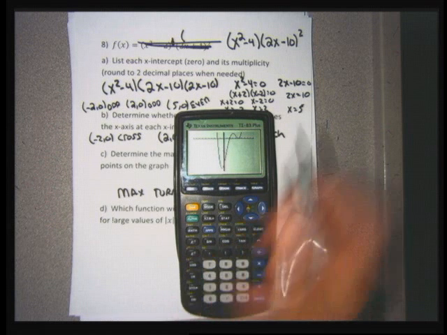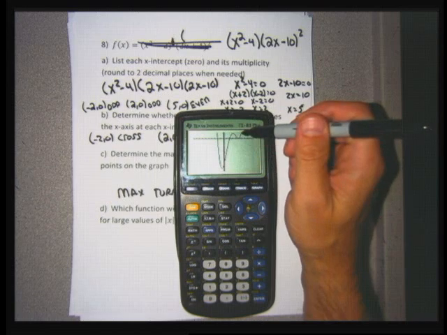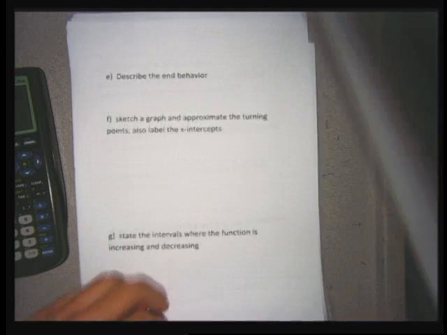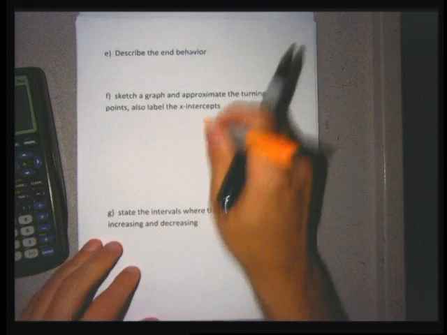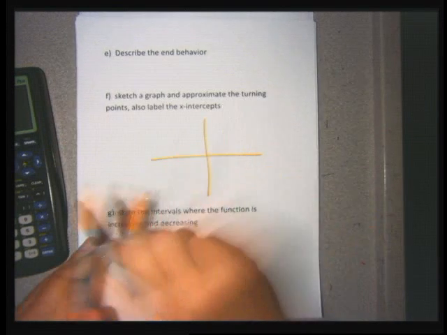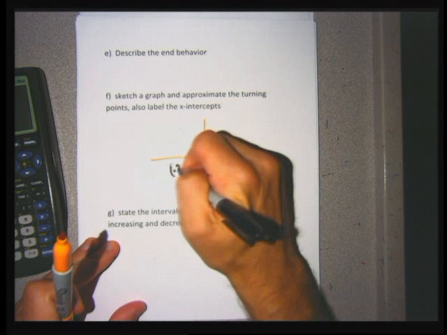I'm going to copy this graph. For the end behavior, this edge and that edge, it's both going up. So I'm going to say it rises to the left and to the right. So the graph that I'm going to produce looks something like this. It crosses the x-axis at -2, 0.